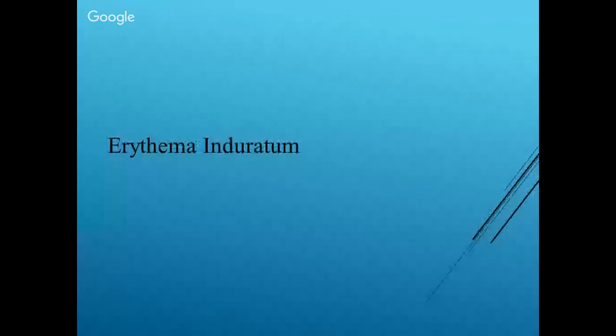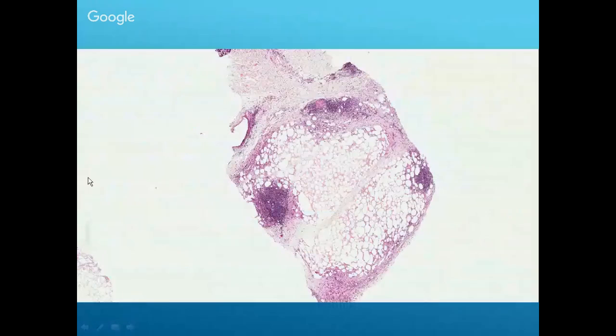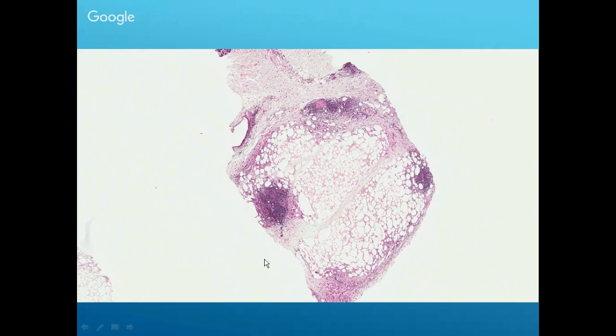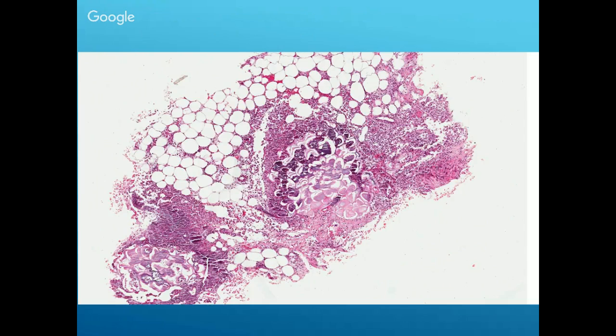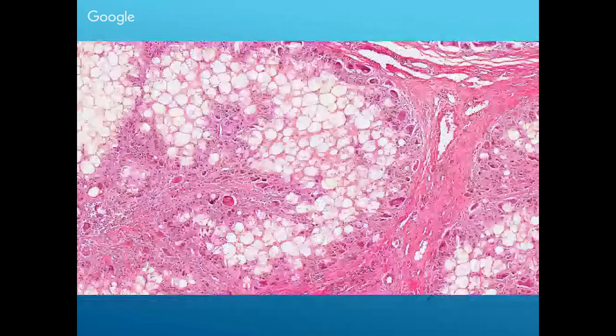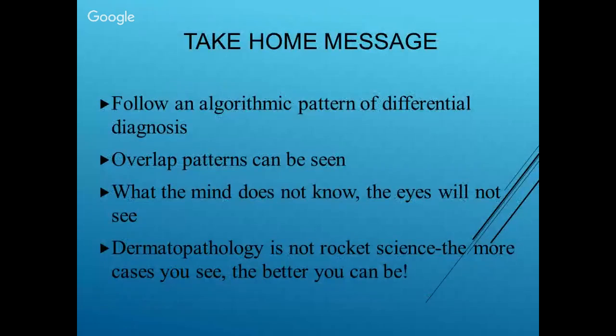so like erythema induratum, and then the other things to think of is lupus profundus, pancreatic panniculitis, alpha-1 antitrypsin deficiency, and subcutaneous fat necrosis of the newborn. So all these are like the same. So this is lupus profundus. I don't want to go into details. This is pancreatic panniculitis. This is alpha-1 antitrypsin deficiency, and this is subcutaneous panniculitis of the newborn.